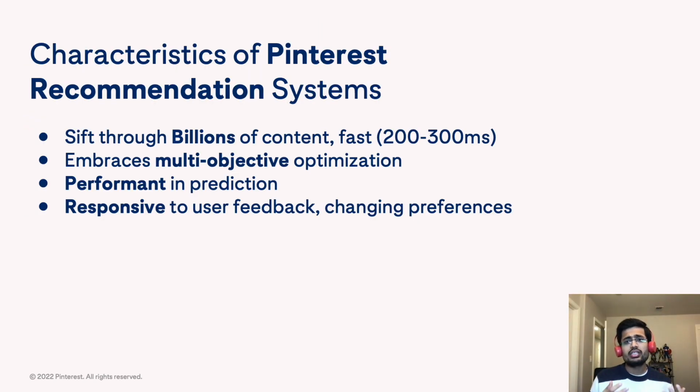Our recommendation systems need to scale to billions of these pins and millions of Pinners and find ideas for our Pinners fast, with around 200 to 300 millisecond end-to-end funnel latency. The systems need to embrace multi-objective optimization to cater to the varied goals as outlined earlier. We also want our systems to adapt quickly to the evolving preferences and needs of our Pinners to be relevant and engaging for them.